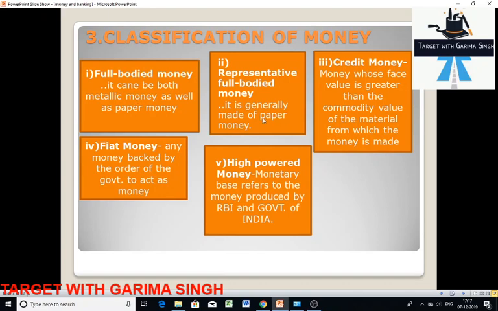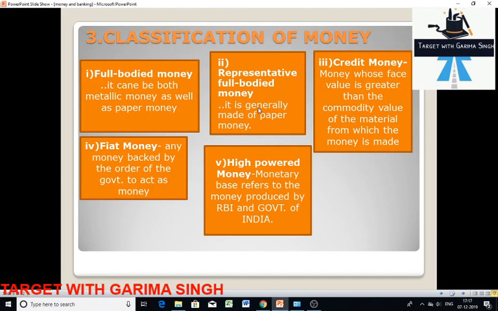Second is representative full-bodied money. It is generally made of paper money, although paper money has no value as commodity, but represents in circulation an amount of money with a commodity value equal to the value of money. It is 100% backed by a metallic reserve and it is fully redeemable in some precious metal. It is equivalent to a circulating warehouse receipt for full-bodied coin or their equivalent in bullion.